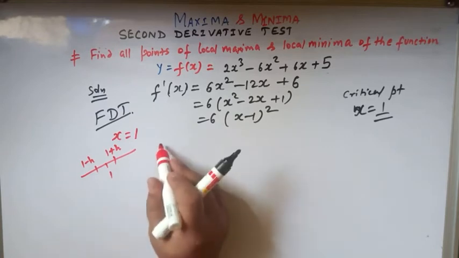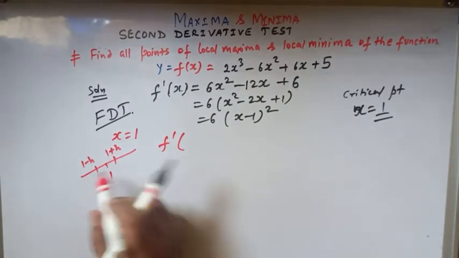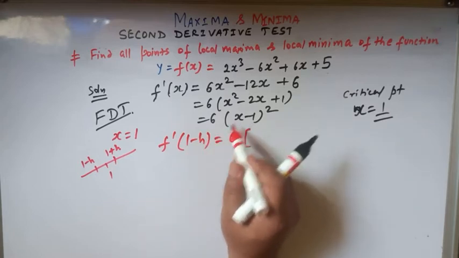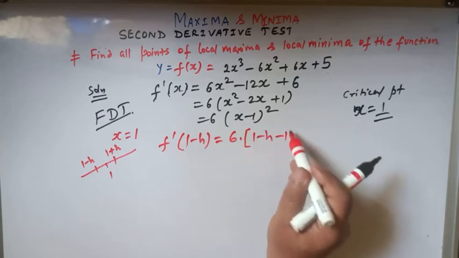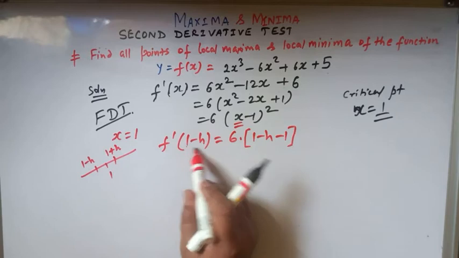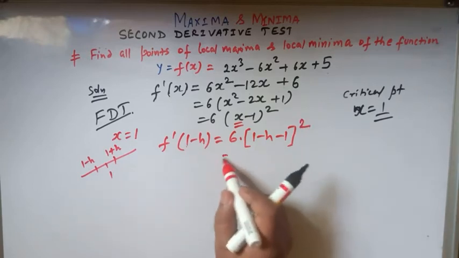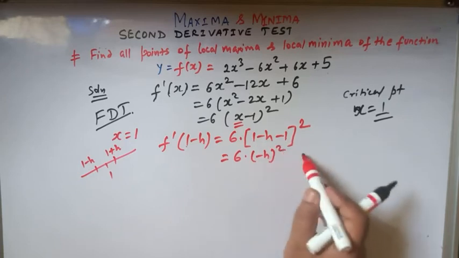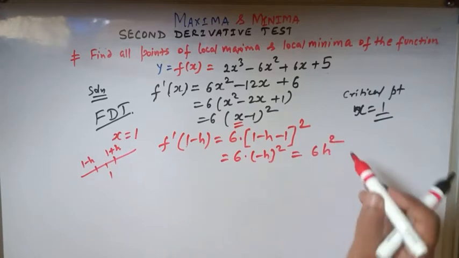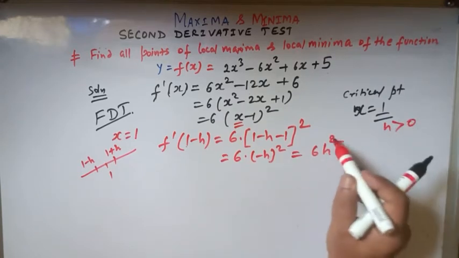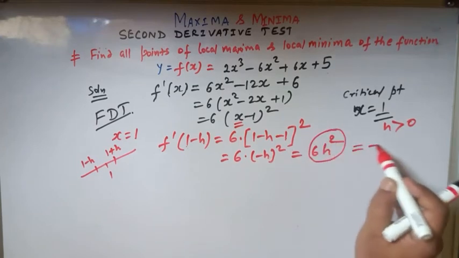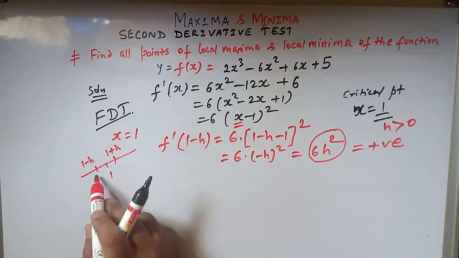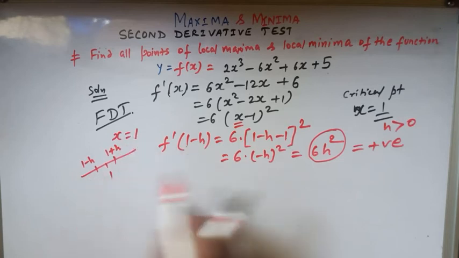So let us find. f'(1 − h) is 6 times, here we substitute x = 1 − h, and here we have minus 1, squared. So this is 6 times, 1 and 1 get cancelled, we have (−h)², so we have 6h². Clear? And h is a positive quantity, so this whole quantity is positive. So the sign of the first derivative to the left of x = 1 is positive.